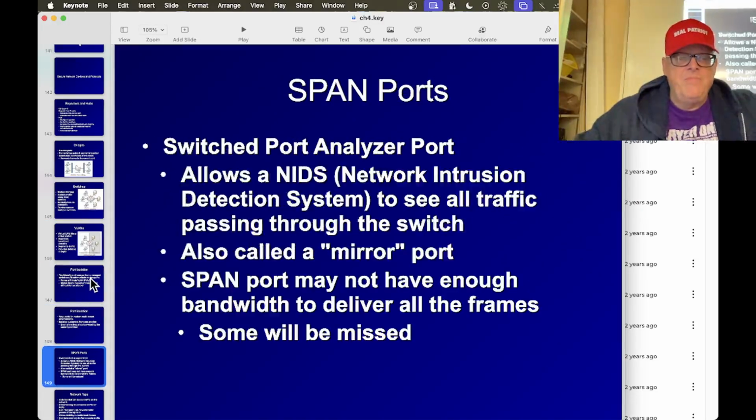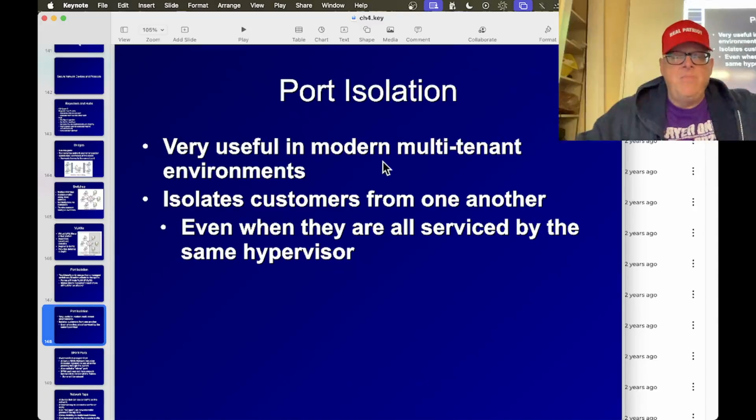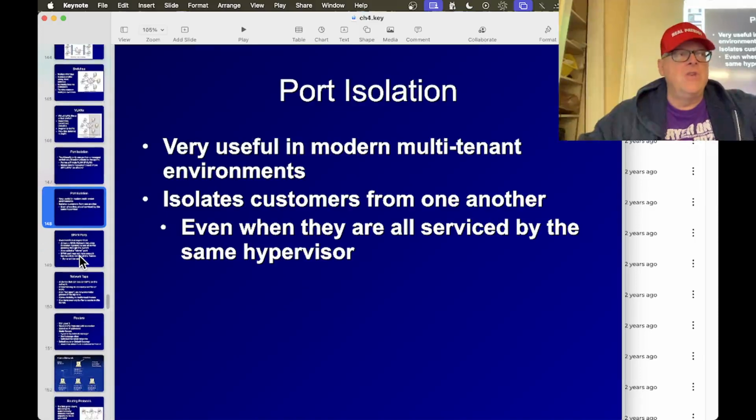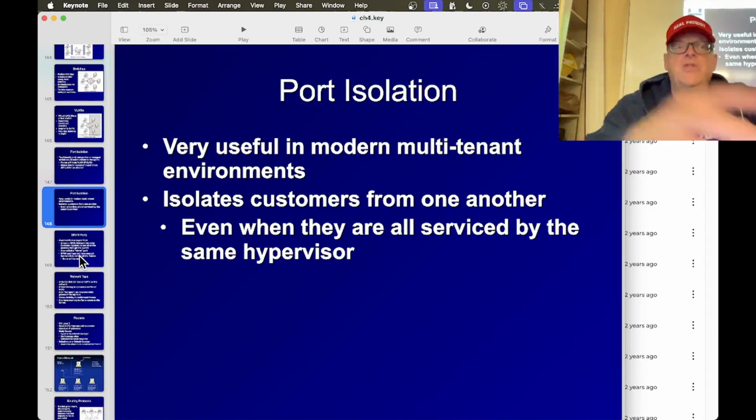All right. So port isolation is useful in multi-tenant environments. It isolates customers from one another so they don't end up seeing each other. In the early coaxial cable internet, they didn't enforce this, and so if you joined a cable internet, you would go into My Network Neighborhood and you'd see all your neighbors there.